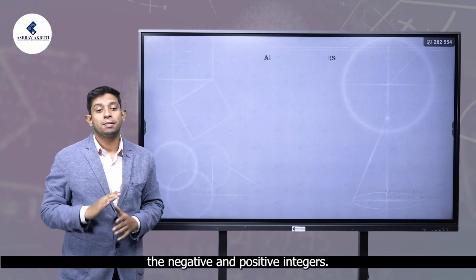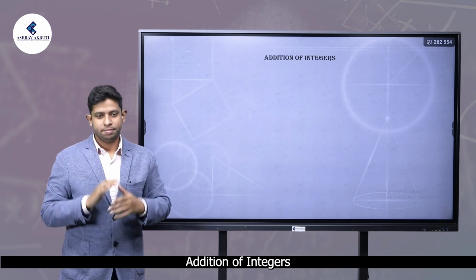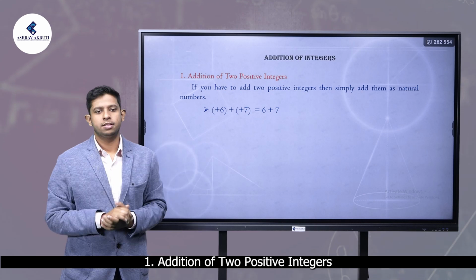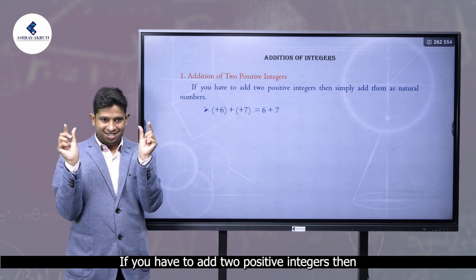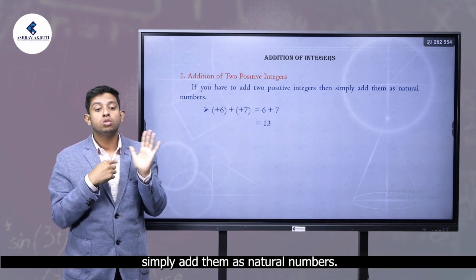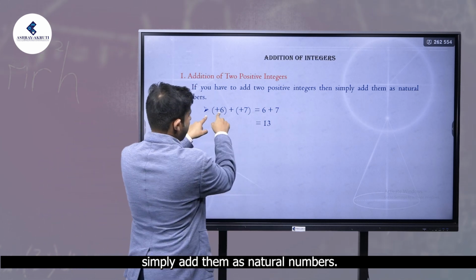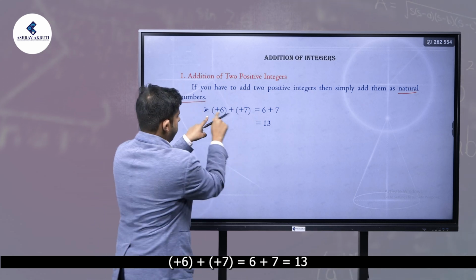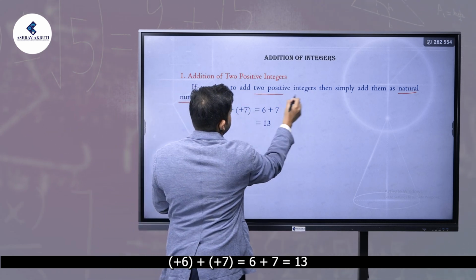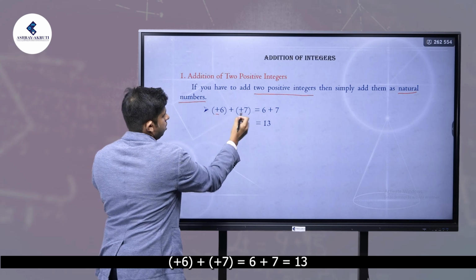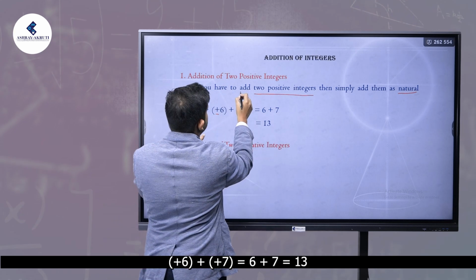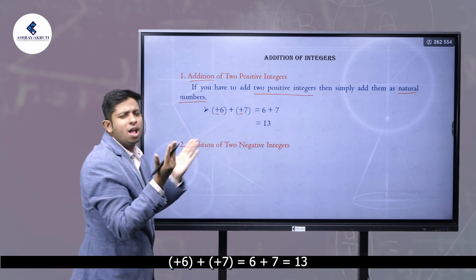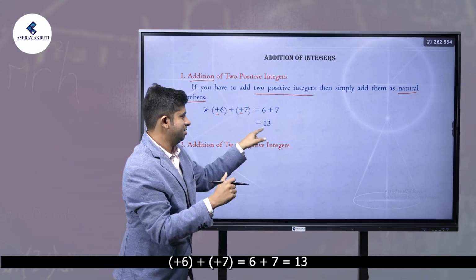Addition of integers. Addition of two positive integers. If you have to add two positive integers, then simply add them as natural numbers. Plus 6 plus of plus 7 is equal to 6 plus 7, which is equal to 13.